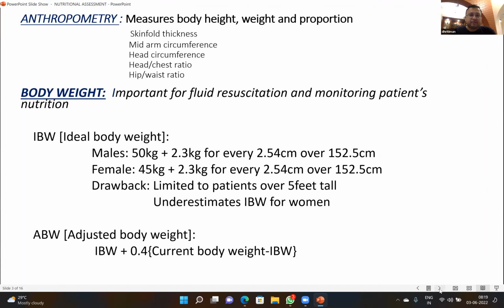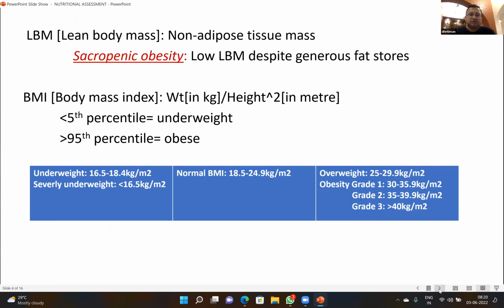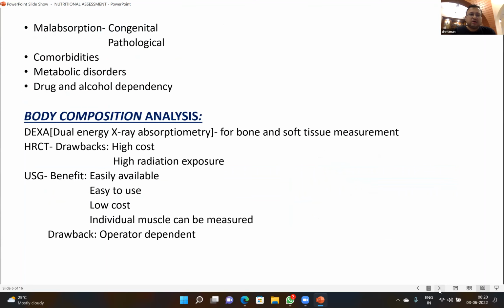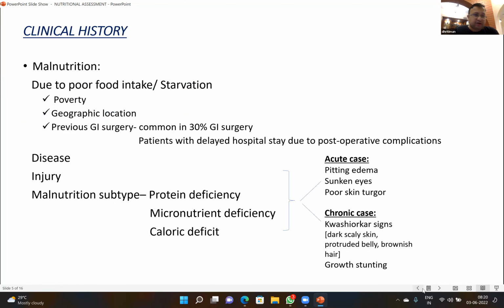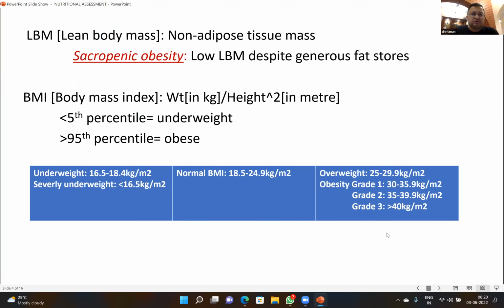Next. Yes. You have talked about sarcopenic. The term is sarcopenic, it's not sacropenic. Okay. Yes, sir. Sorry, sir. Sarcopenic. Yes, and sir.